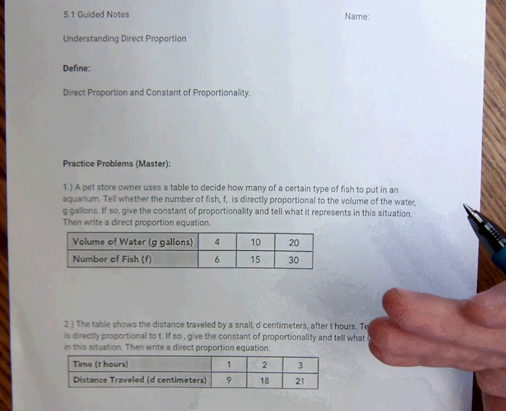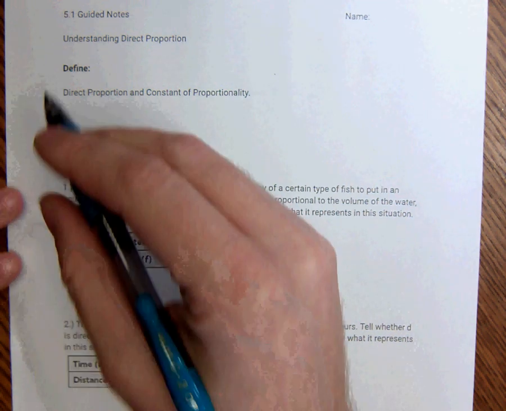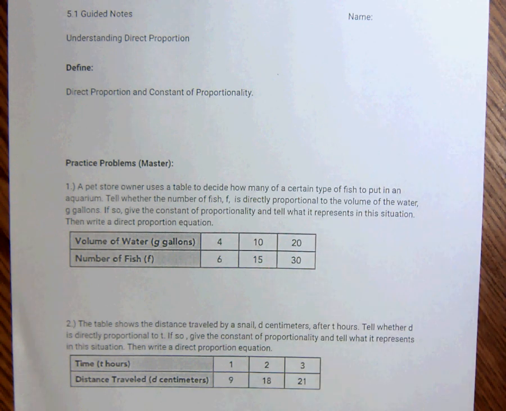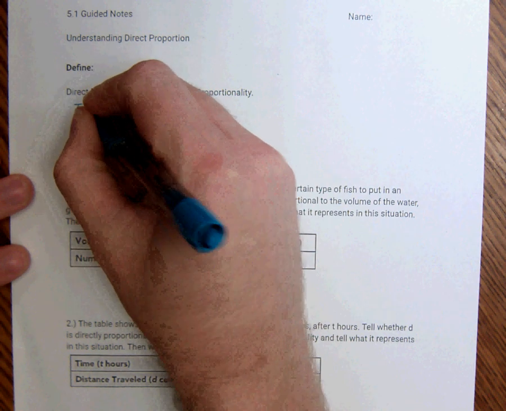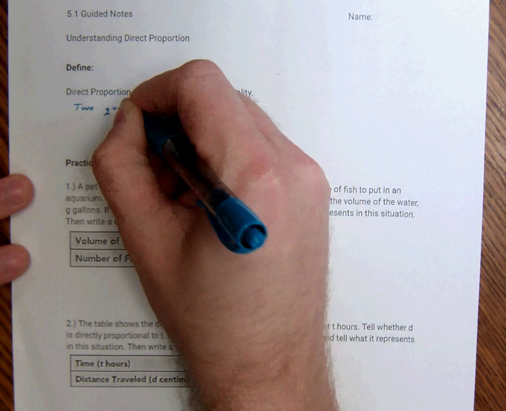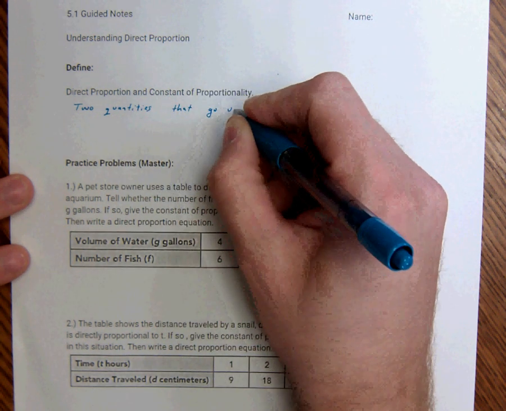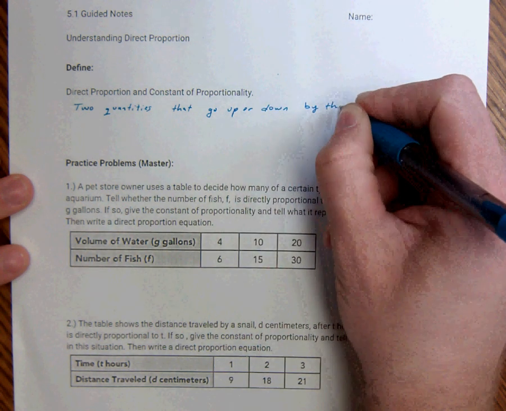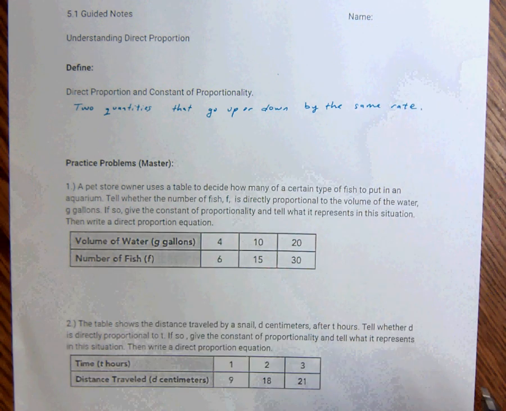All right, so let's do some direct proportion. Before I begin, let's define what direct proportion means. Direct proportion is a relationship between two quantities in which both quantities increase and decrease by the same factor. What I mean by that is you will have two quantities that go up or down by the same rate over and over and over again.